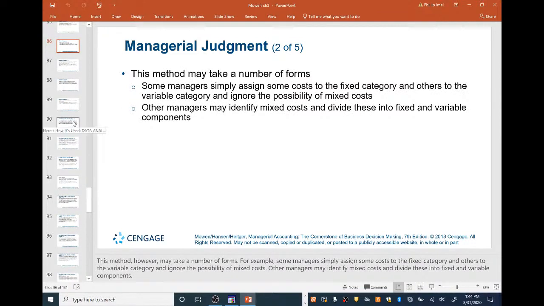This method may take a number of forms. Some managers simply assign some costs to the fixed category and others to the variable category, and then overall ignore the possibility of mixed costs. So it's either going to be fixed or variable. They don't worry about some of them being split between the two as a mixed cost. On the other hand, other managers may identify mixed costs and then divide these into fixed and variable components, all based upon management's discretion or judgment.